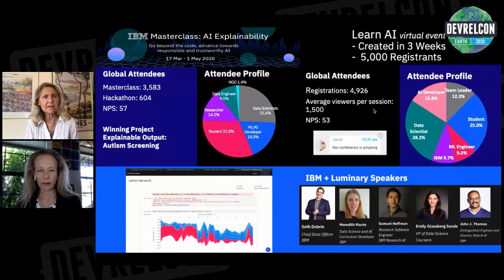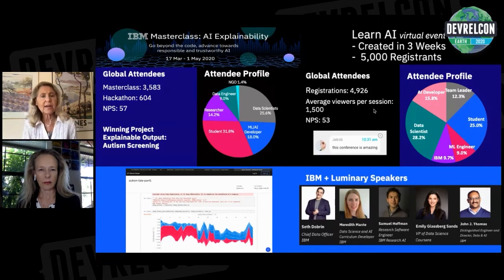And both events on each side attracted a good variety of an audience, where the left-hand side is a practitioner-type event with a masterclass for learning about AI explainability, where you could earn a badge, and also a hackathon after taking the masterclass that you could participate in to actually produce apps, such as the winning app on autism screening for that event.